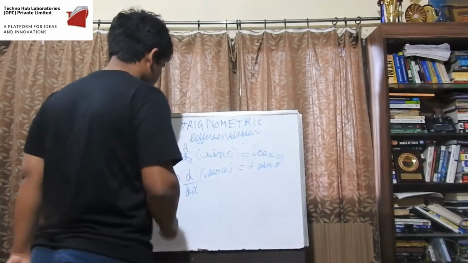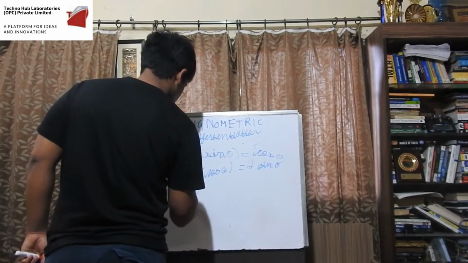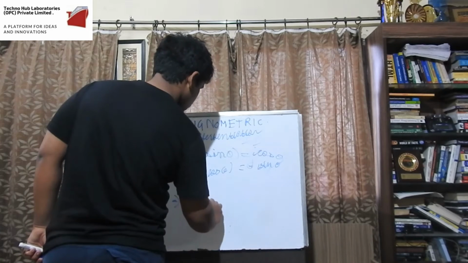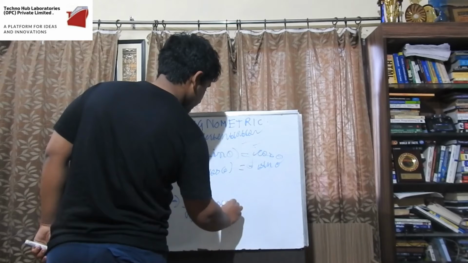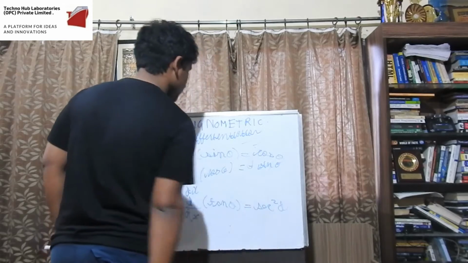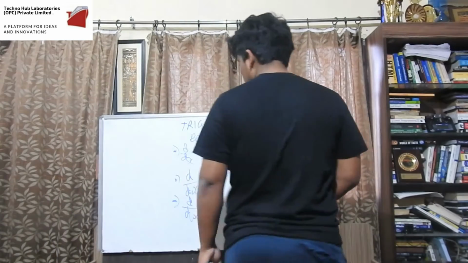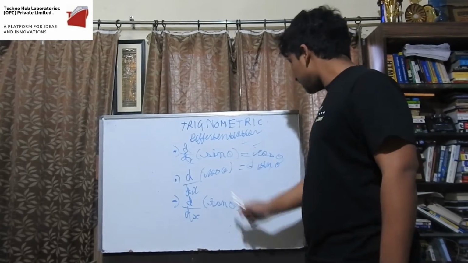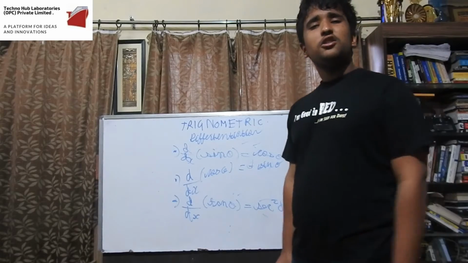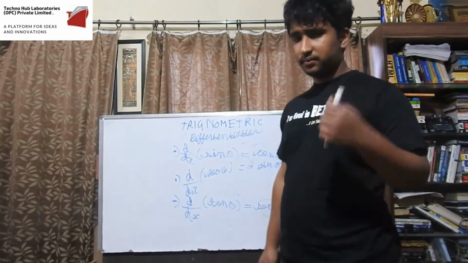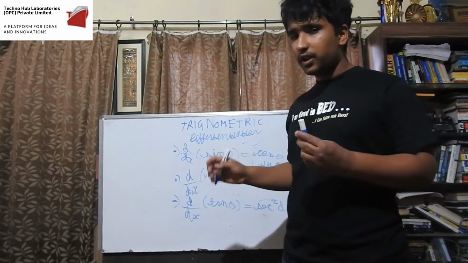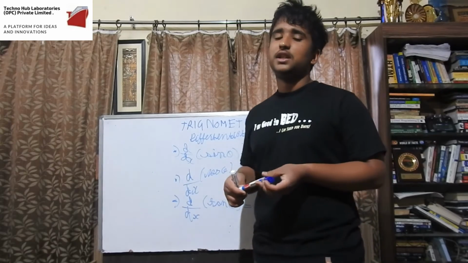Now we come to tan theta. The derivative is sec square theta. Whenever a question comes to find the derivative of an equation with tan theta, the derivative of tan will always be sec square theta. So these are the 3 ones. Now we'll do some basic questions on it, and then we'll go to cot, cosec and sec.